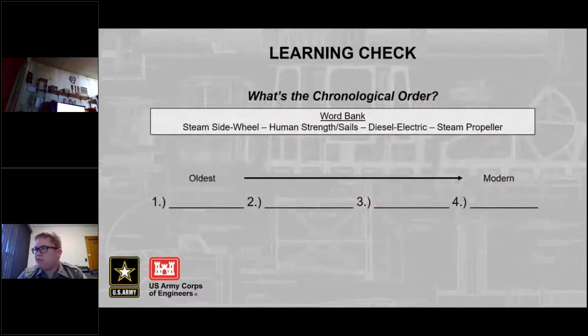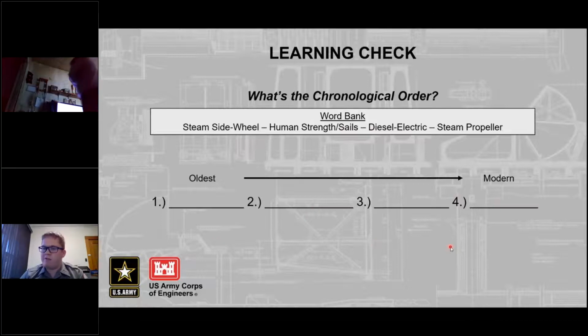All right, so the next learning check here at the end of my section. If you guys can see, what is the chronological order from what we just talked about? In the word bank, we have the steam side wheel, human strength slash sails, diesel electric, and steam propeller. 1 through 4 here, what is the order that these guys go in chronologically for how engine systems changed over time? And I'll give you a minute or 2 to put in some answers in the chat. What is the oldest all the way up to the modern system?